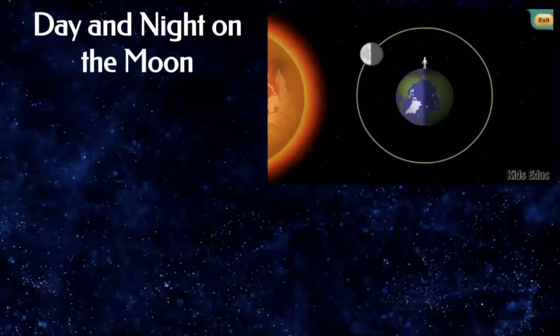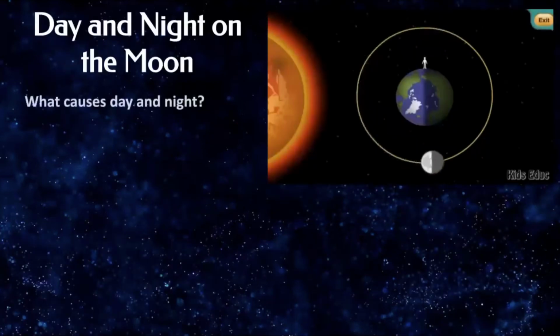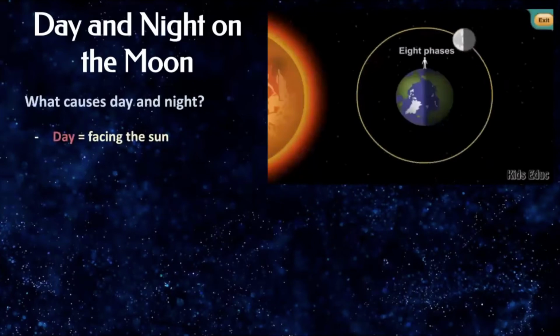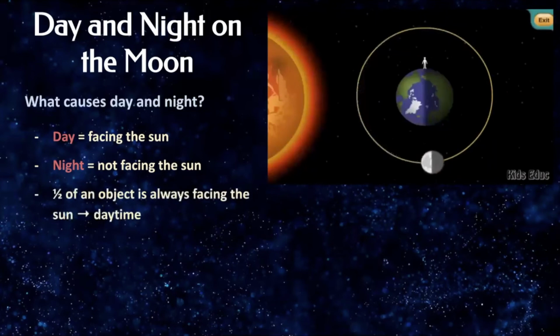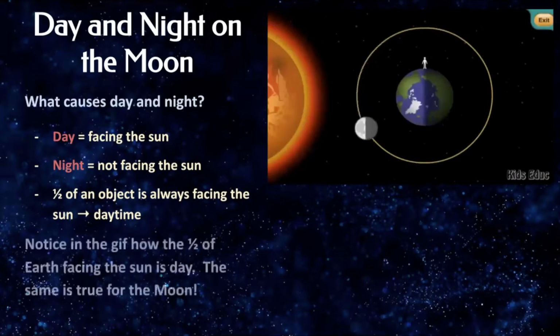So, day and night on the moon. What causes day and night in general? Well, remember that daytime is just when we're facing the sun, and nighttime is when we're not facing the sun. This happens on the Earth, but it also happens on the moon. You can see in the GIF to the right that half of an object is always facing the sun, and that would be daytime. And now half of the Earth is in darkness, and half of the moon is also in darkness. It's true for every sphere in space. If you're facing the sun, you're experiencing daylight. If you're a sphere, half of your sphere will always be in daylight.